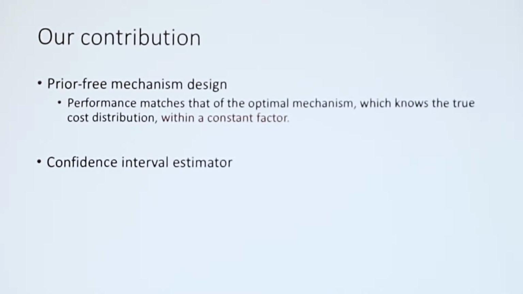And the performance of our mechanism is not going to be worse than the benchmark by more than a constant factor. So the benchmark is the optimal mechanism when we know the cost distribution at the beginning, which we introduced before. And we also extend our result to confidence interval estimator.